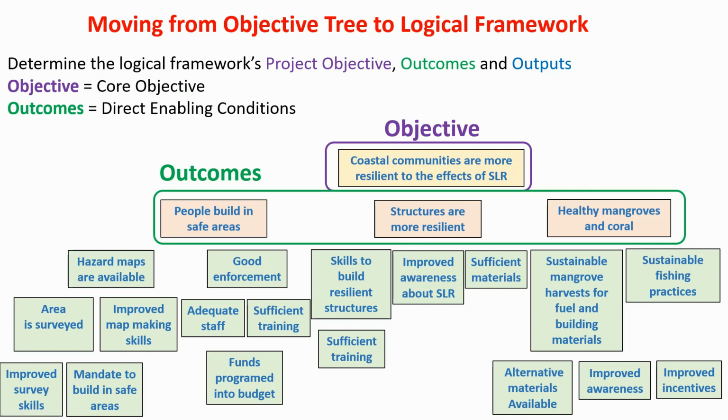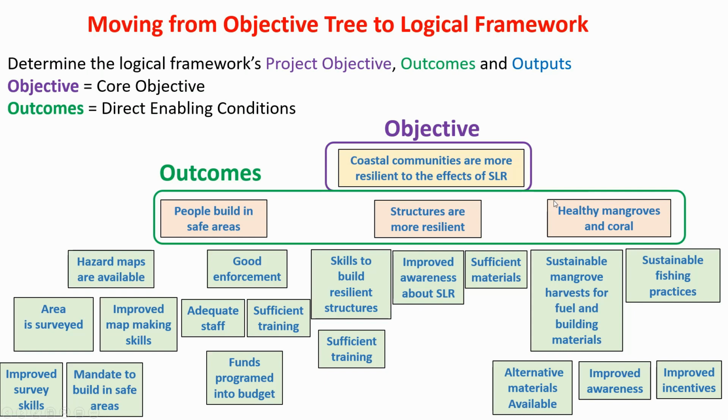Also, another behavior change is that structures are more resilient because people are building them to be more resilient. Before in the problem state, we were suffering damage from sea level rise because the structures were not resilient. They weren't built to be resilient. So if we can get people and enterprises and so forth to build their structures so that they're more resilient, then that's a change. That's a change in behavior.